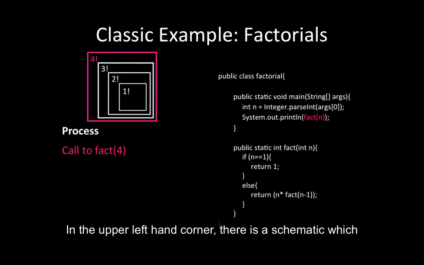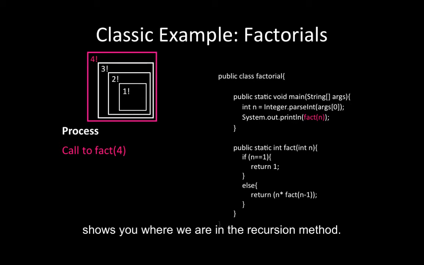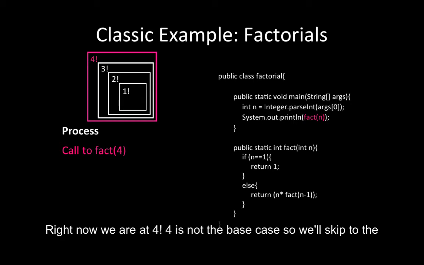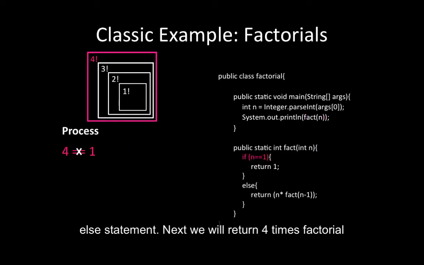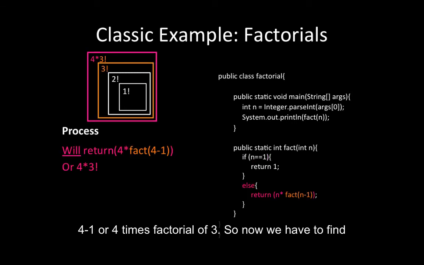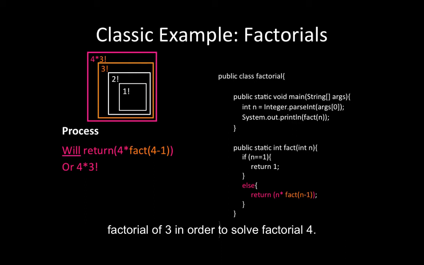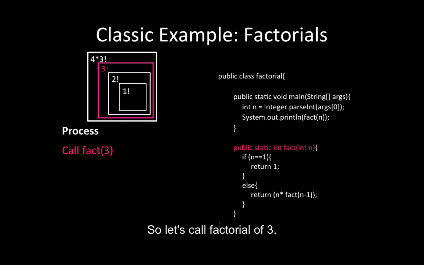In the upper left-hand corner, there is a schematic which shows you where we are in the recursion method. Right now we are calling 4 factorial. 4 is not the base case, so we'll skip to the else statement. Next, we will return 4 times factorial 4 minus 1, or 4 times factorial of 3. So now we have to find factorial of 3 in order to solve factorial of 4. So let's call factorial of 3.